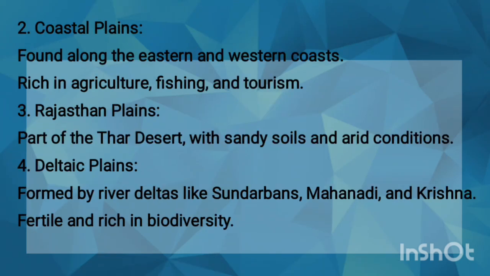The coastal plains located along the eastern and western coasts support agriculture, fishing, and tourism. The Rajasthan plains, part of the Thar Desert, are characterized by sandy soils and arid conditions. The deltaic plains formed by river deltas such as the Sundarbans, Mahanadi, and Krishna are highly fertile and rich in biodiversity.